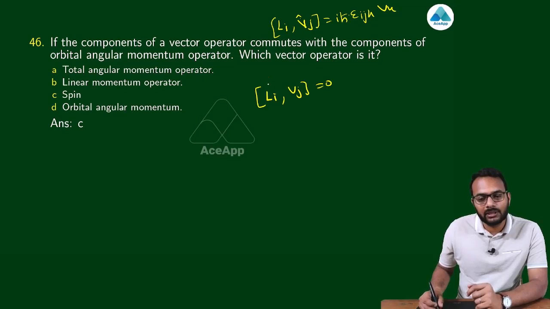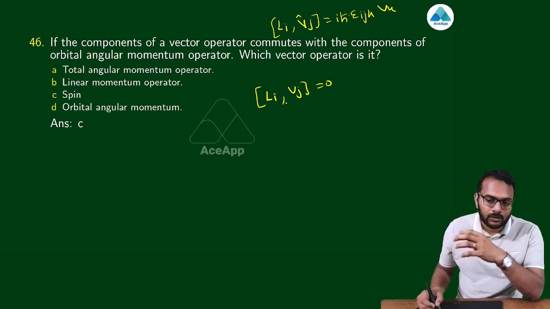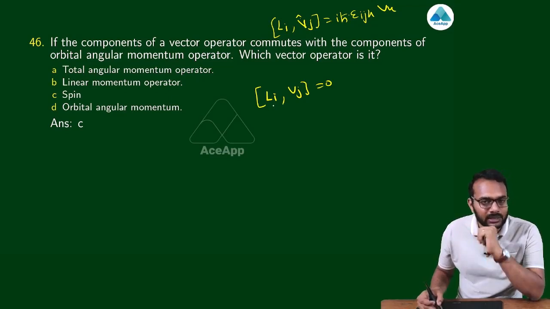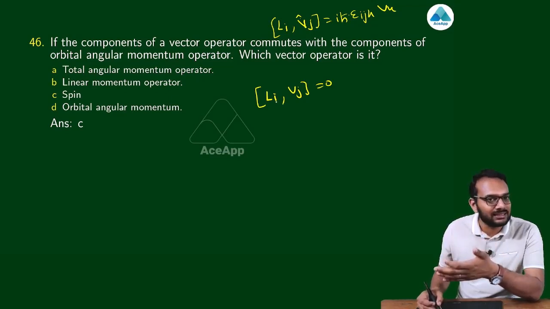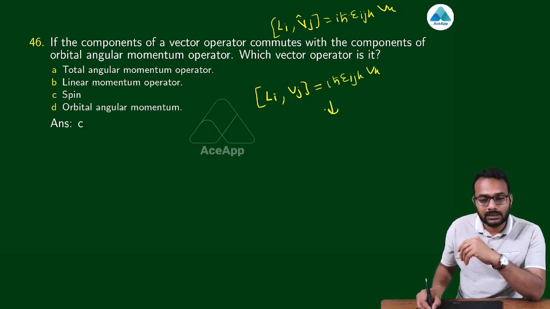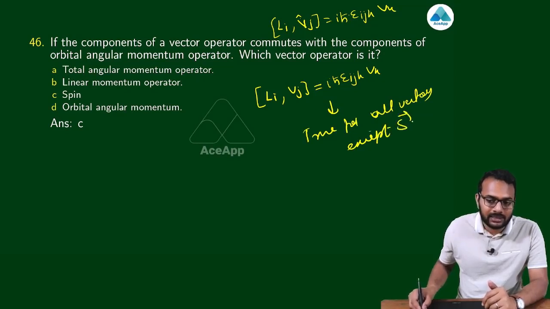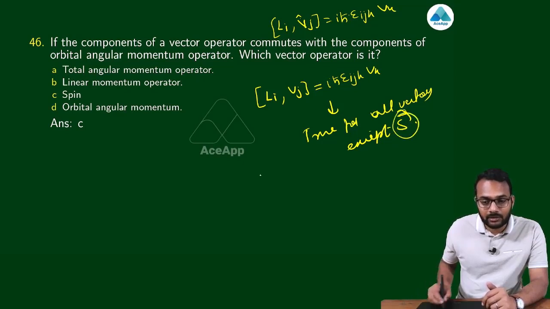Or rather, there is a vector operator in quantum physics whose rotation is not governed by the orbital angular momentum operator. Which one is it? Obviously it's spin. Okay, what we saw is true for all vectors except S. Alright, there is an operator that behaves differently.